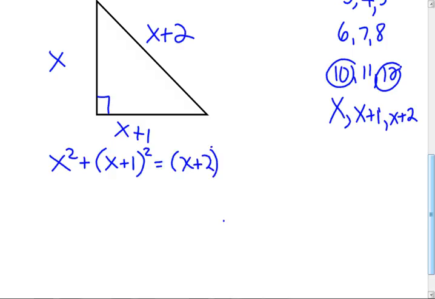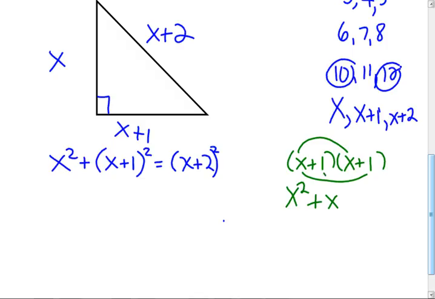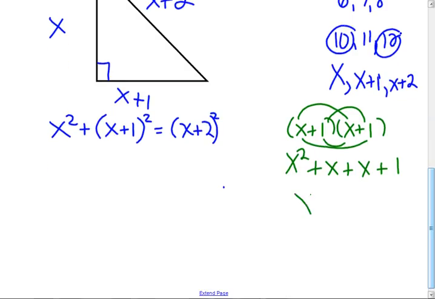Do you guys remember how to square a binomial? That's why I'm doing this. Because the one that you have to do for tomorrow is even harder. So x plus 1 squared means this. Remember FOIL? First is x squared. Outer is x. Inner is x. And last is 1. You have to know this next year. So that's x squared plus 2x plus 1.